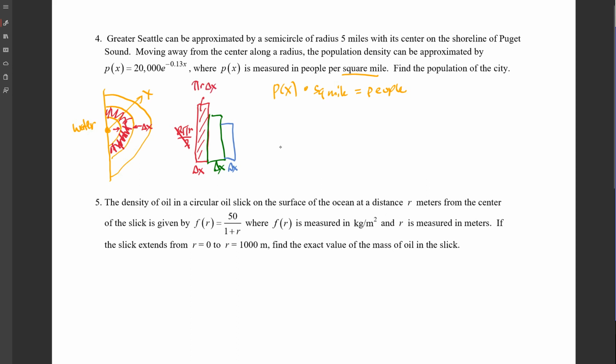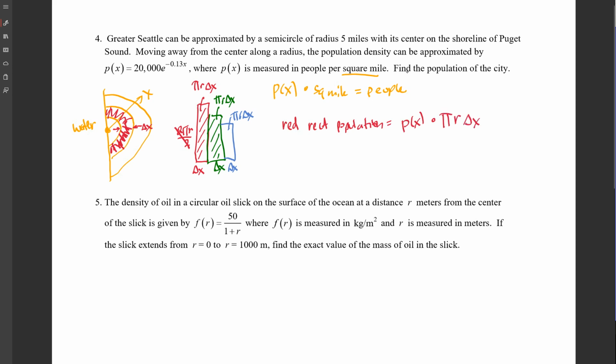What's the area of the green rectangle going to be? That's going to be pi r delta x. What's the area of the blue rectangle going to be? That'll be another pi r delta x. And if I wanted the population in the red rectangle, what would I multiply the area by? If this represents the area pi r delta x, then I multiply it by p of x. So for just the red rectangle population, that's going to be p of x, the population density, times the square miles, which will be the area, pi r delta x.